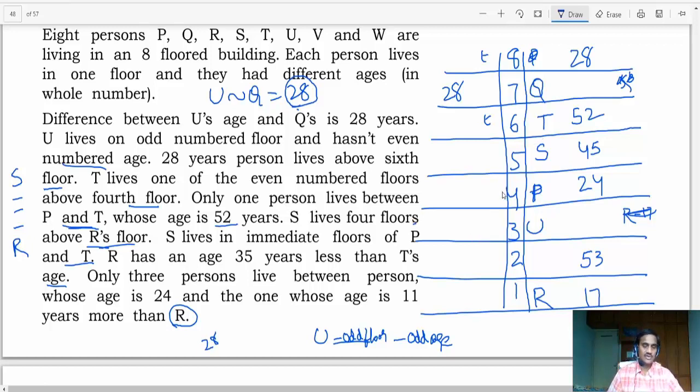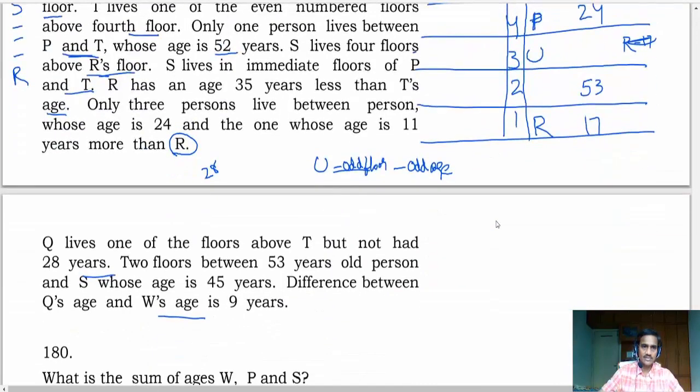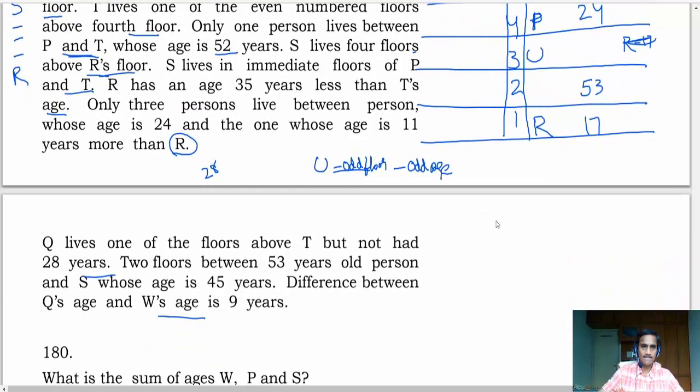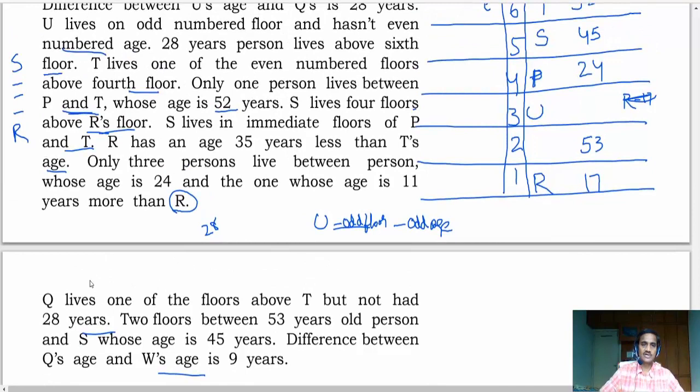W ఎక్కడ ఉండాలి? V ఎక్కడ ఉండాలి? Any information between V and W here? W గురించి అయినా V గురించి అయినా ఎక్కడ ఇన్ఫర్మేషన్ ఉందండి? Now difference between Q and W's age is 9 years. Q lives on one of the floors above T but not 28. 2 floors between 53 and S. S is 45. Difference between Q and W is 9 years అన్నారు.